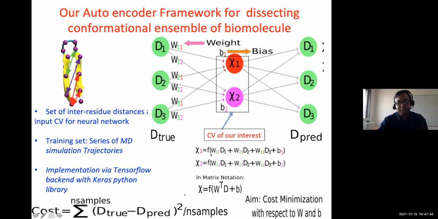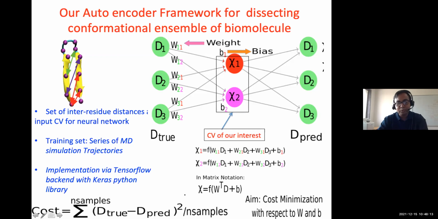And what we can do is write down the function of chi1 as a nonlinear function of weights and biases, and this f, which is generally known as the activation function, can actually impart the nonlinearity that we are looking for. And then once we are done with generating this bottleneck layer, we try to decode and come back to the original input layer, which is again the set of input distances that we had from the molecular dynamics simulation trajectory.